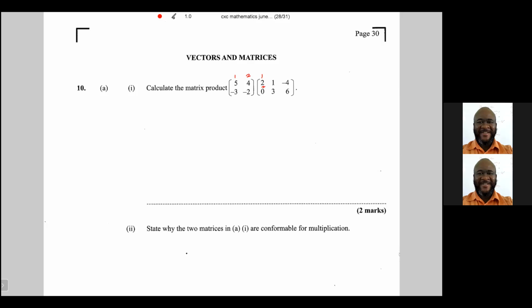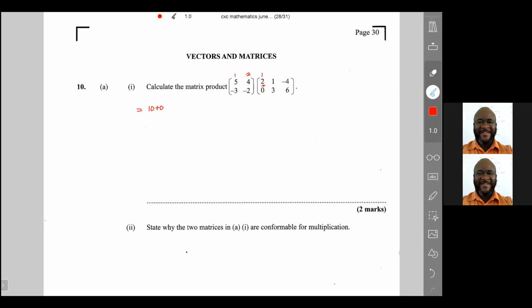So I'm going to multiply the rows of the first matrix by the columns in the second matrix. Every time you multiply a row by a column, you get an element in the answer. If I multiply the top row by the left column, I get the top left element in the answer. First element in the row times the first element in the column: 5 times 2 is 10. And the second element in the row times the second element of the column: 4 times 0 is 0. So that's the top left element.